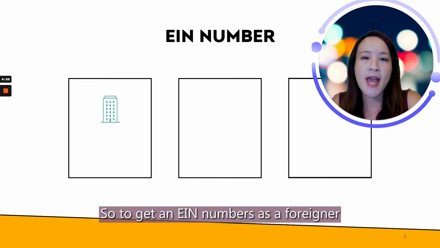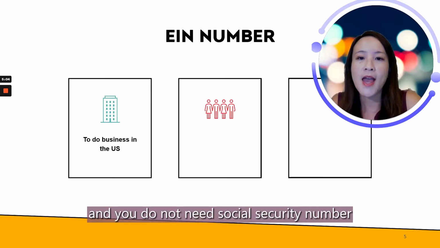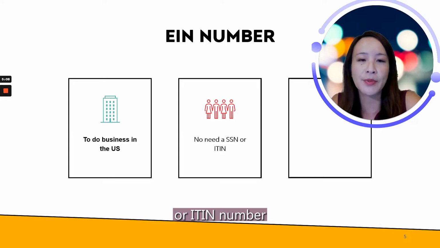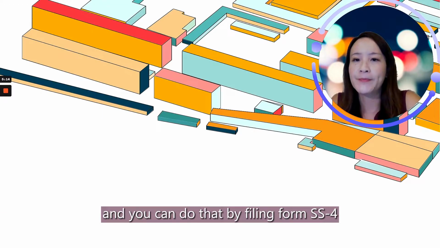To get an EIN number as a foreigner, you need that number to do business in the US. You do not need a Social Security number to get an EIN number, and you can do that by filing Form SS-4.